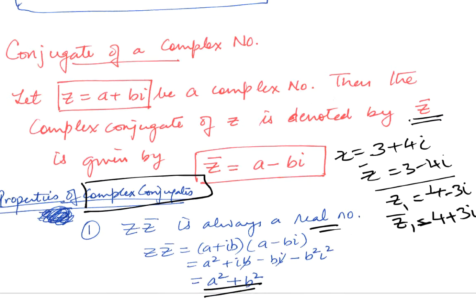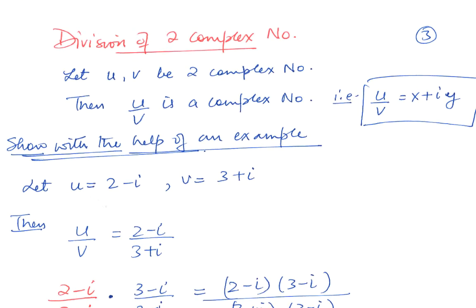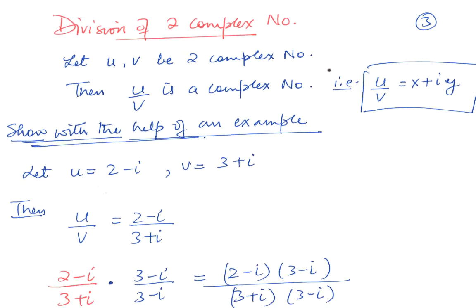Okay, now let's talk about division of complex numbers. So if you have two complex numbers, the division, say u over v, is also a complex number. But we would like to write it in a proper format like x plus iy. Okay, so let's see how to do it. We're going to use an example.